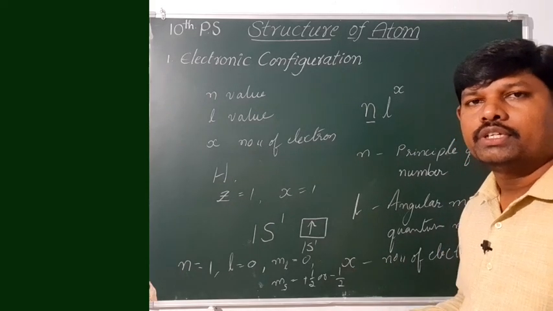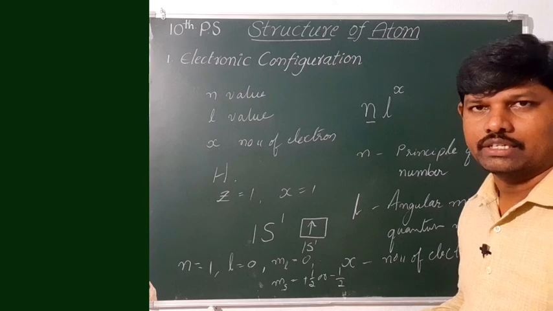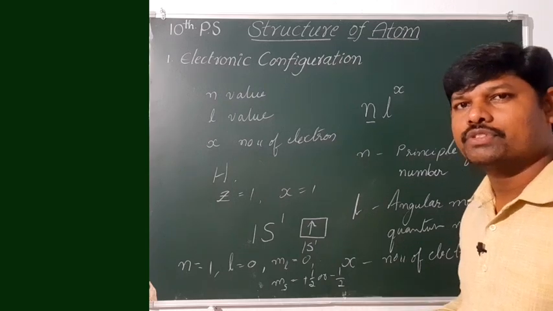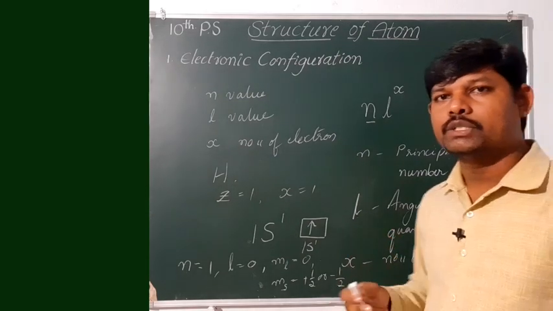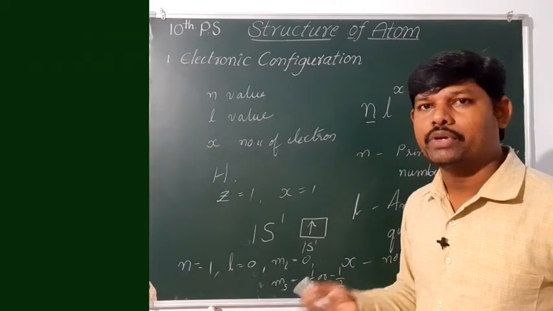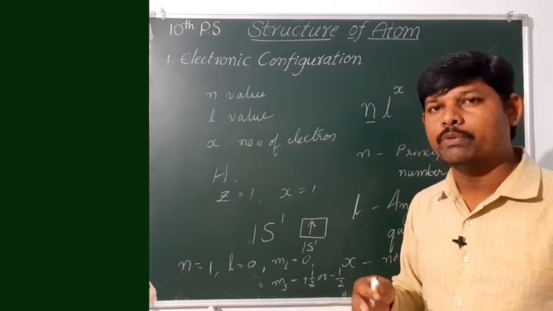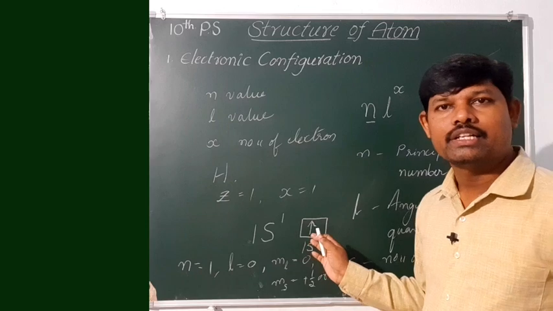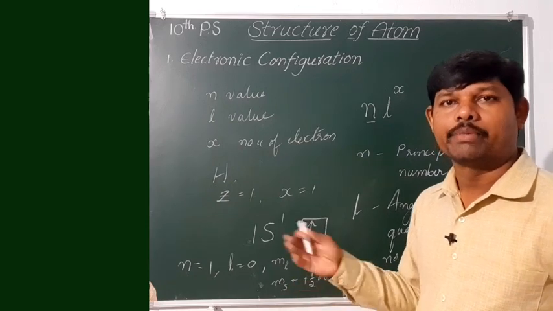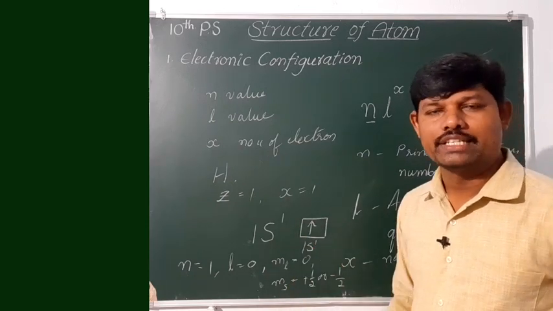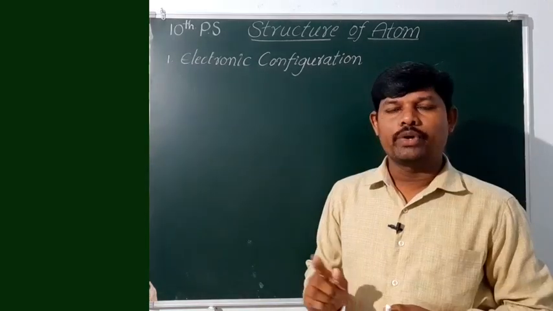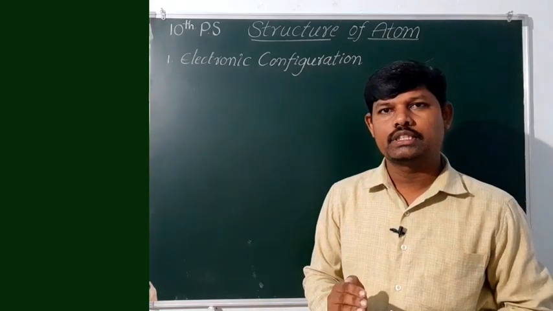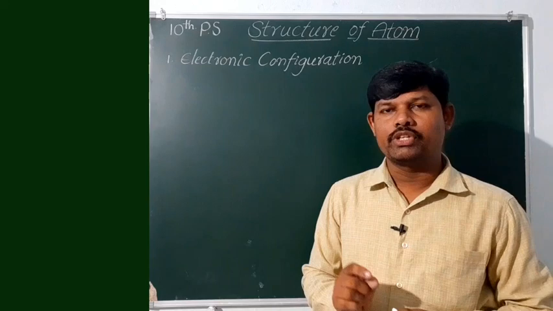Then what about atoms with more than one electron? If more than one electron is present, how can we write it? That means how can we distribute the electrons in subshells and orbitals, etc.? Let us discuss that one. We have discussed the electronic configuration of the atom.